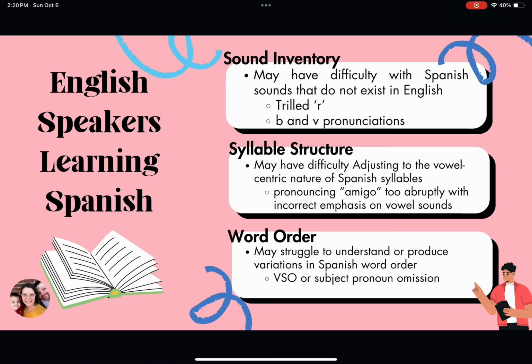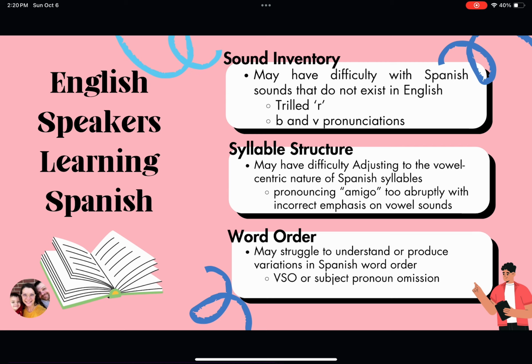Native Spanish speakers learning English aren't the only ones who can be predicted to face some obstacles while learning. Native English speakers learning Spanish will have difficulties too. English speakers might have difficulty with Spanish sounds that do not exist in English, such as the rolled or trilled R.